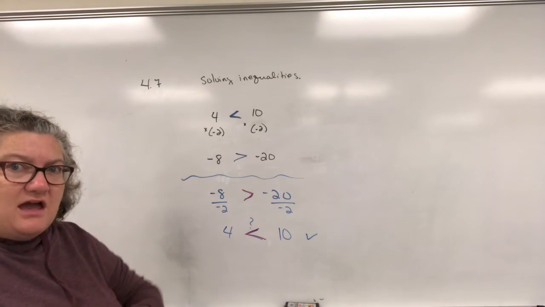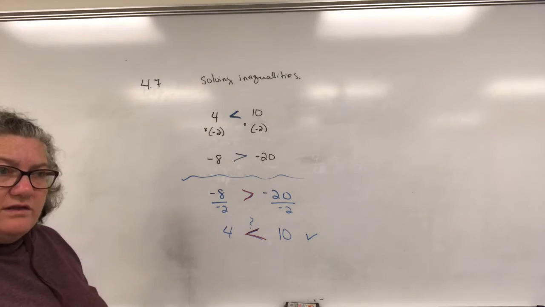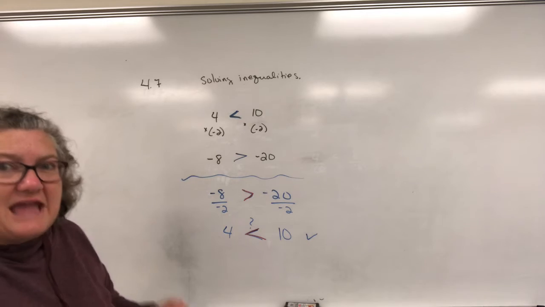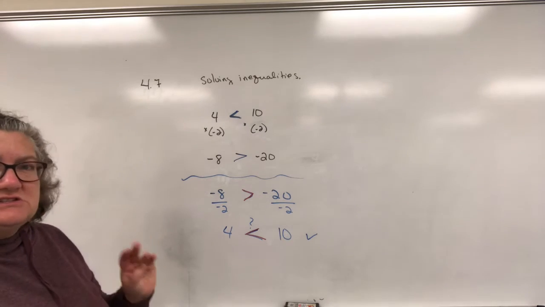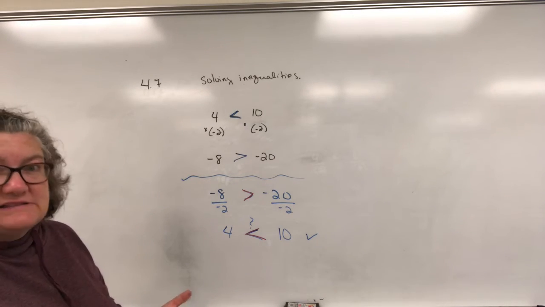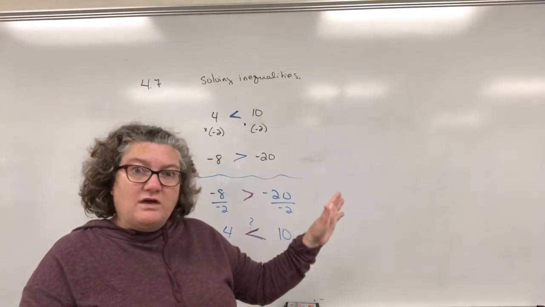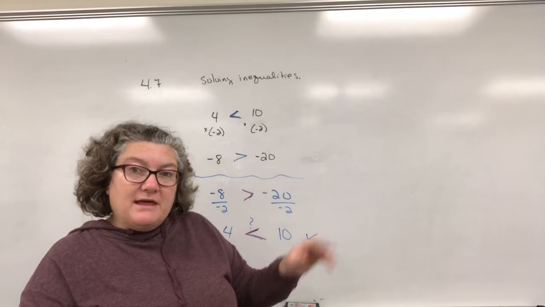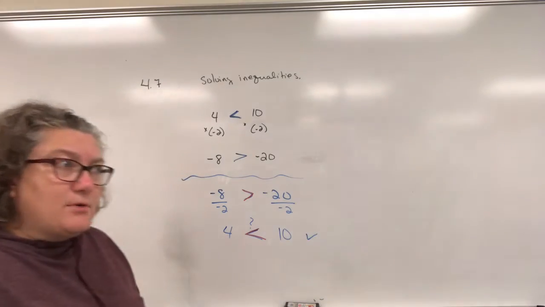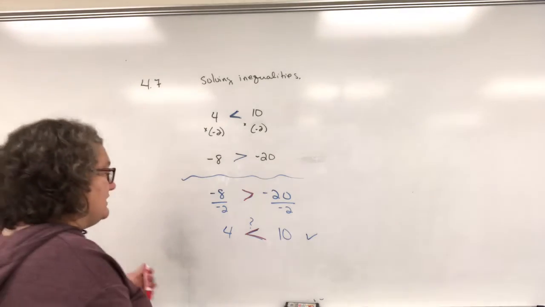The only time we change the direction of the inequality is when we multiply or divide by a negative. Don't shortchange and say when we multiply or divide, because that's not true. I showed you that when we multiply or divide by a positive number, the inequality stays the same. It's when we multiply or divide by a negative number that you change the direction of the inequality.